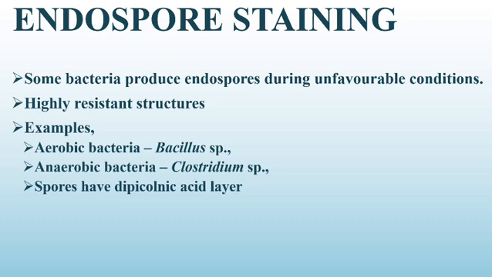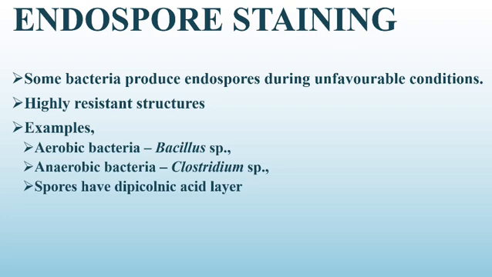These endospores are highly refractile and resistant structures. They are resistant to high temperature, heat, pressure, pH and so on. Examples of endospore forming bacteria are the aerobic bacteria Bacillus, and under anaerobic bacteria, Clostridium forms endospores.